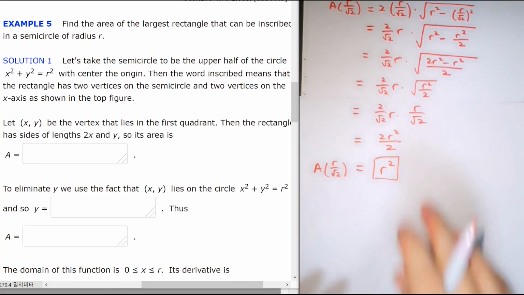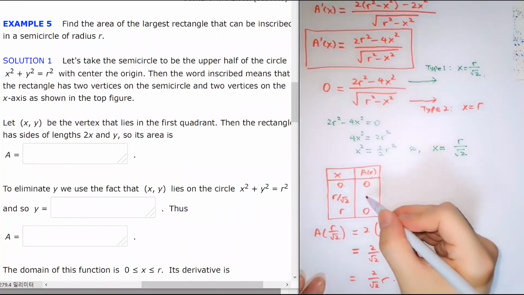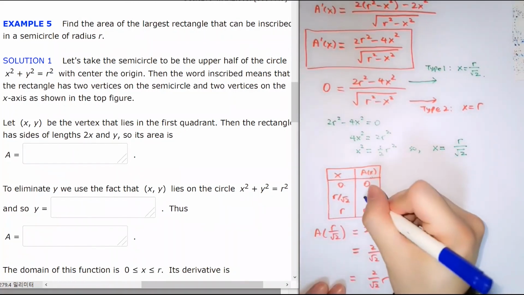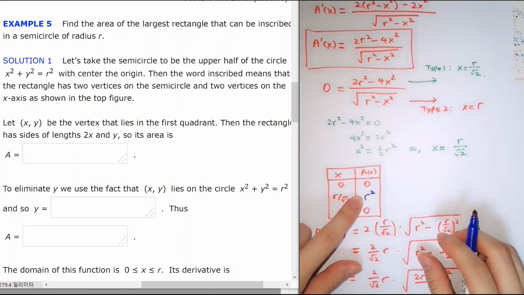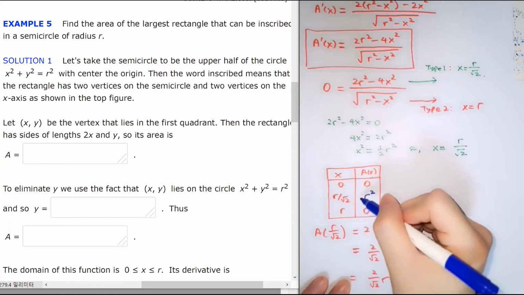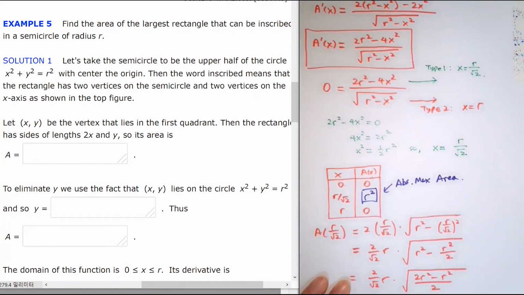So this means our table here looks like r squared. Do you agree that this r squared, the radius, is more higher than 0 and 0? So this is our absolute maximum area for the function.